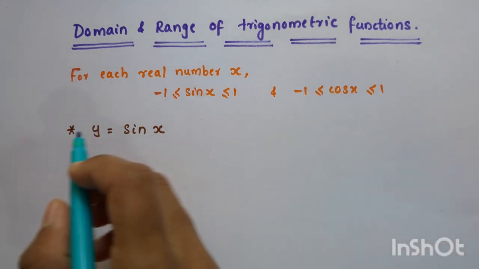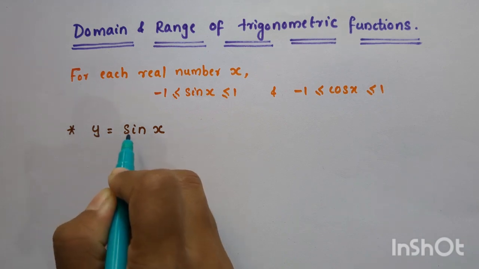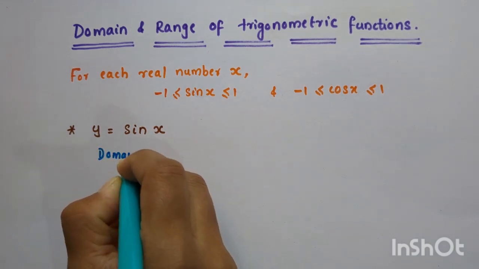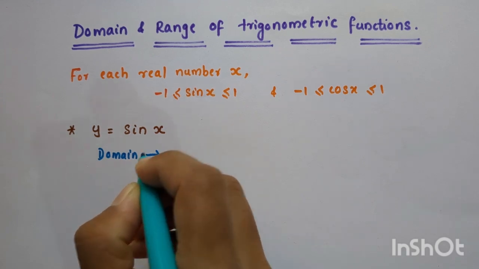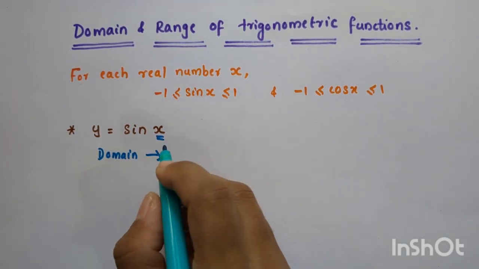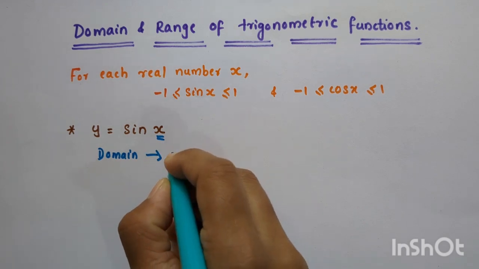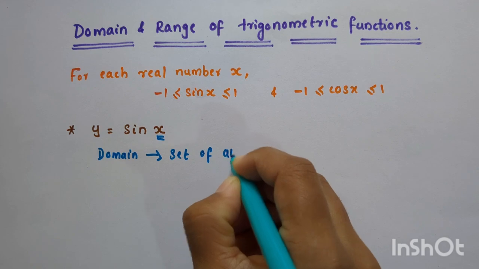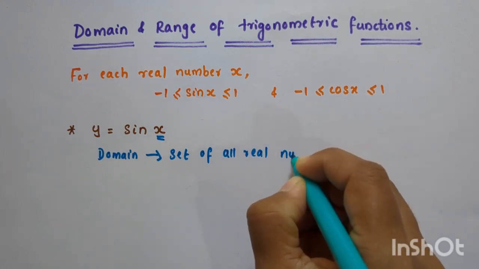Now, consider the trigonometric function y is equal to sin x. The domain of this function sin x means the values of x. That is actually the set of all real numbers. So, the domain of this function y is equal to sin x is the set of all real numbers.